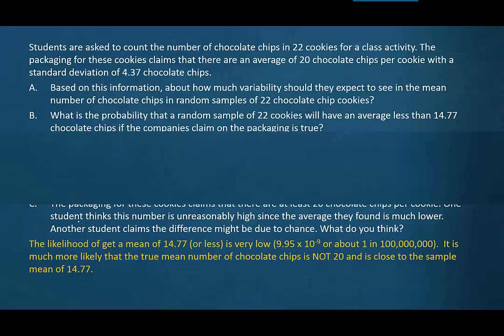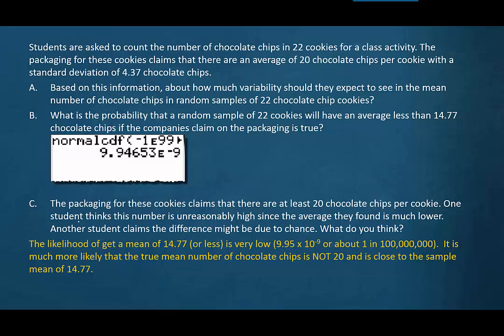What do you think? So think about this for a moment, and think about what we computed in part B. We actually computed the random chance. How likely is it that we get a sample mean of 14.77 or less, given that the mean is actually 20? So the likelihood of getting that mean of 14.77 is extremely low. It's 9.95 times 10 to the negative 9, which is about 1 in 100 million that would actually occur by random chance. So it is much more likely that the true mean number of chocolate chips is not 20 and is actually closer to our sample mean of 14.77.